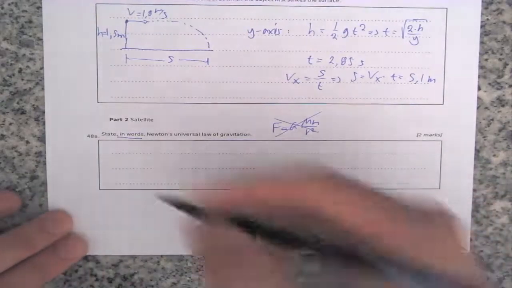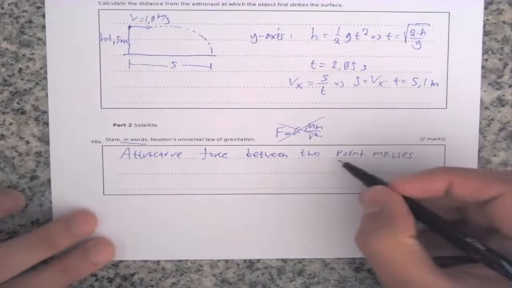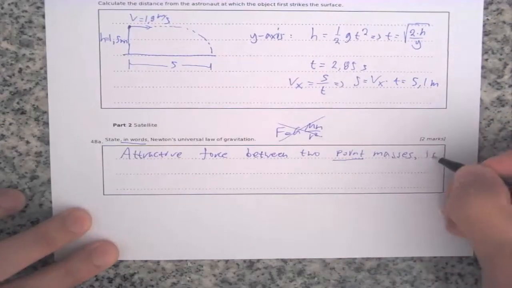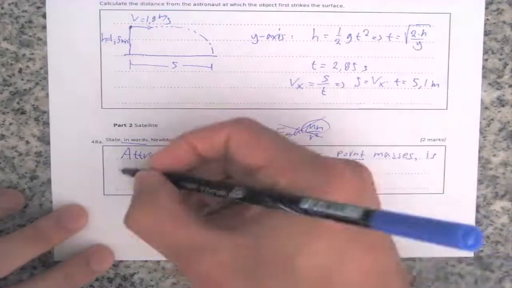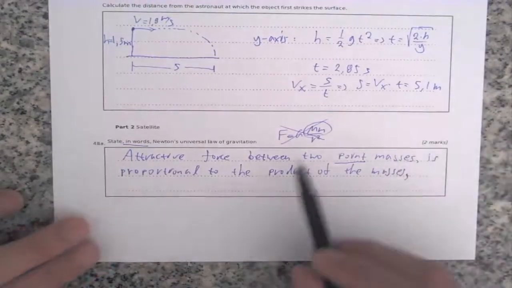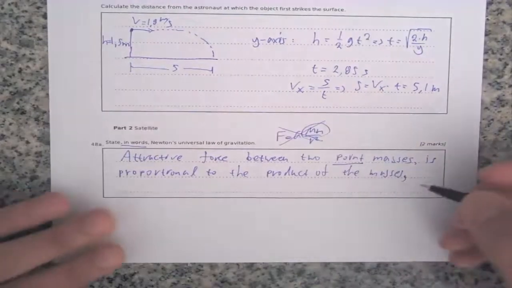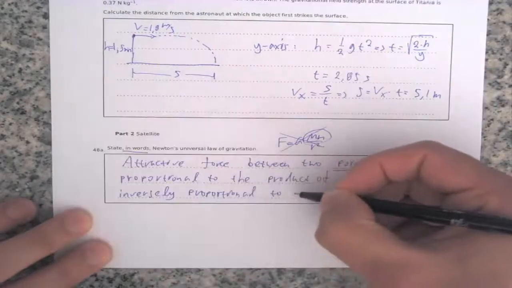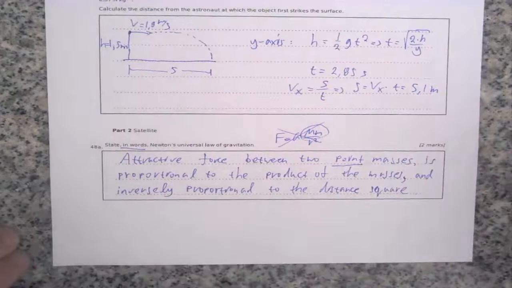So we say that the attractive force between 2 point masses, and be careful here, the word point is very important, is proportional to the product of the masses. Be careful here, don't say just proportional to the masses, it's the product of the masses. And of course, inversely proportional to the distance squared between them. And this is how we state Newton's universal law of gravitation.